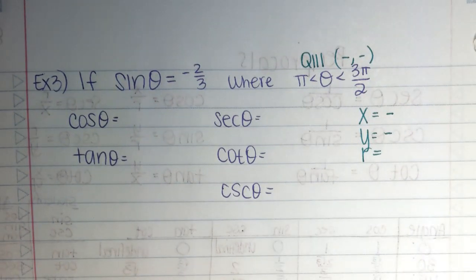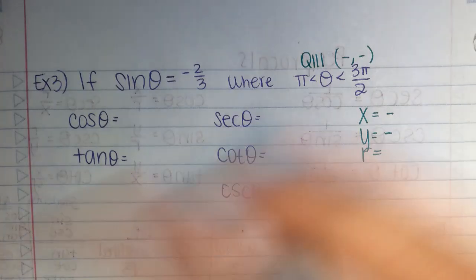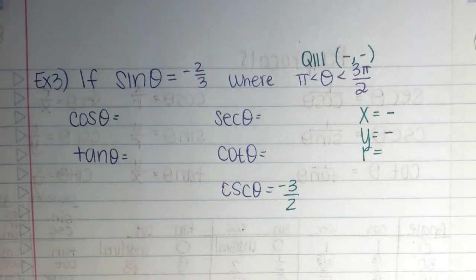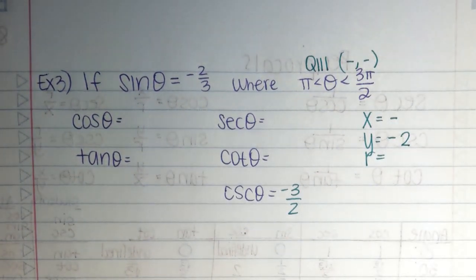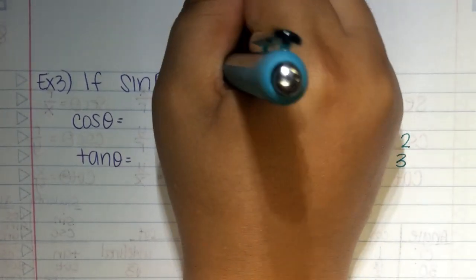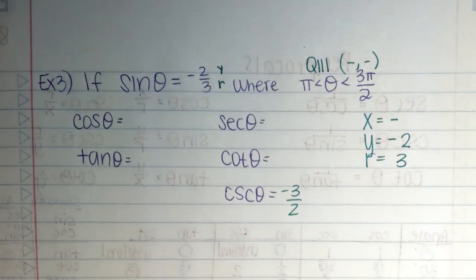What else do I know? I know cosecant. What's cosecant? Negative 3 over 2. I just got a flip sign. Cool. What else do I know? I know y is negative 2 and r is 3, because sine is y over r.